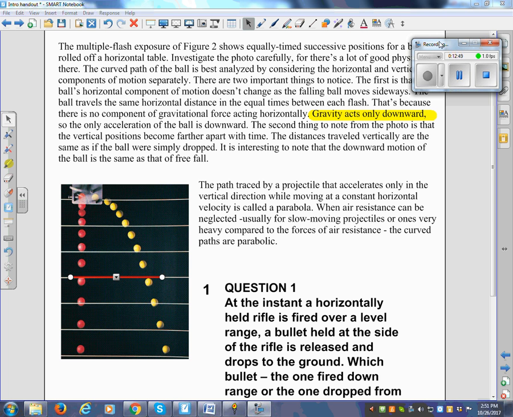A few weeks ago. The path traced by a projectile that accelerates only in the vertical direction while moving at a constant horizontal velocity is called a parabola. Where have you heard that before? Math class. Hooray for quadratic equations.